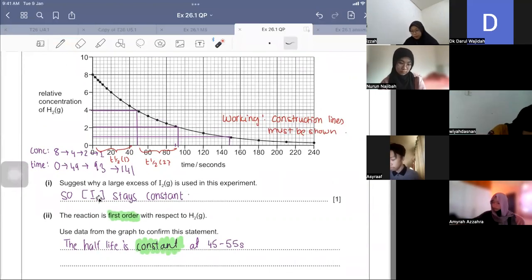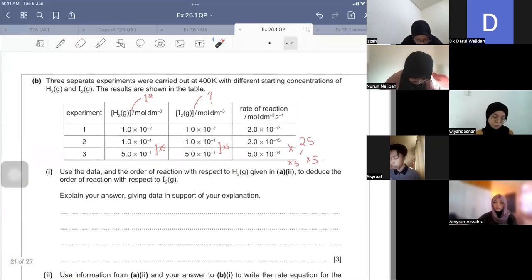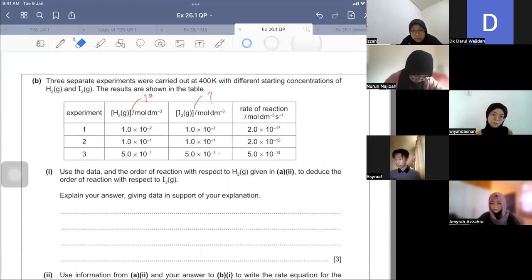Next, we are going to look at the next page, where we are given 3 experiments, and we're given the concentration of hydrogen and iodine. So we already know that hydrogen is first order. Okay, forgot to erase that, I was doing it last night. So we know that hydrogen is first order. We want to find the order of iodine.